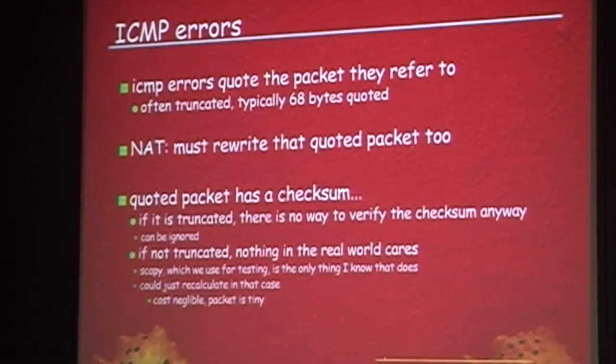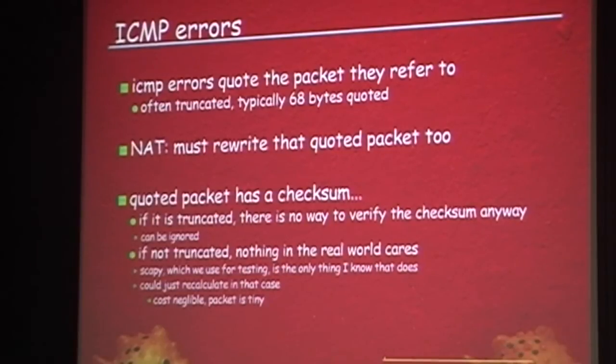ICMP errors are interesting. Of course, ICMP error packets quote the TCP or UDP packet, usually TCP or UDP, might be something else, but we consider the TCP and UDP case here. They quote the packet they refer to. So if you're sending a TCP packet, say you're trying to access some web server, and an intermediate router has no route to that destination, it sends the ICMP unreachable back, right? And this ICMP unreachable has parts of your original request in it. It gets quoted so that you can match this ICMP error to the TCP session that it belongs to.